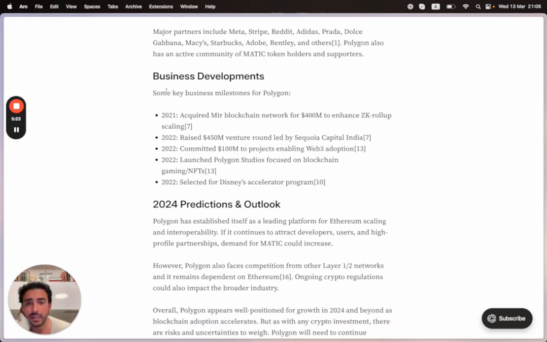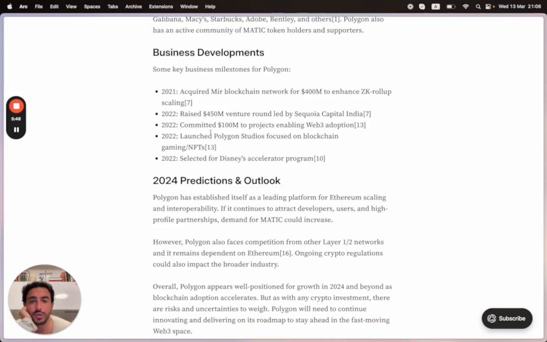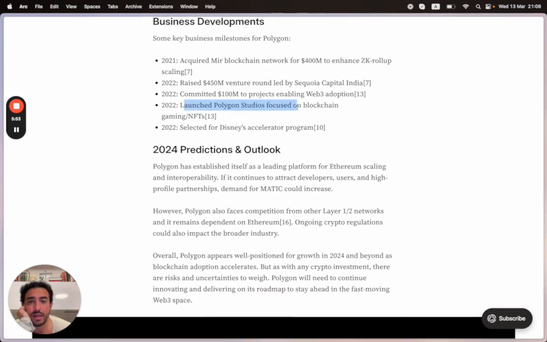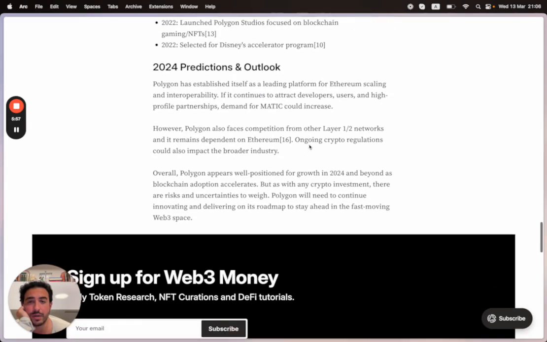Anyways, some key business milestones for Polygon. In 2021, they acquired Mir Blockchain Network for $400 million to enhance ZK rollup scaling. This is typically new technology that people are only rolling out right now inside their infrastructure. In 2022, they raised a $450 million venture round led by Sequoia Capital. In 2022 they also committed $100 million to projects enabling Web3 adoption. They launched Polygon Studios focused on blockchain gaming and were also selected for Disney's accelerator program.